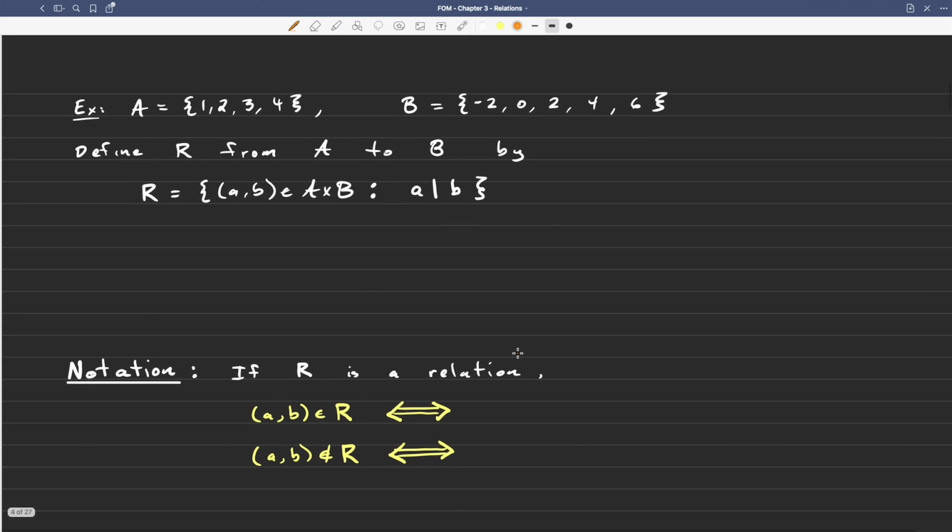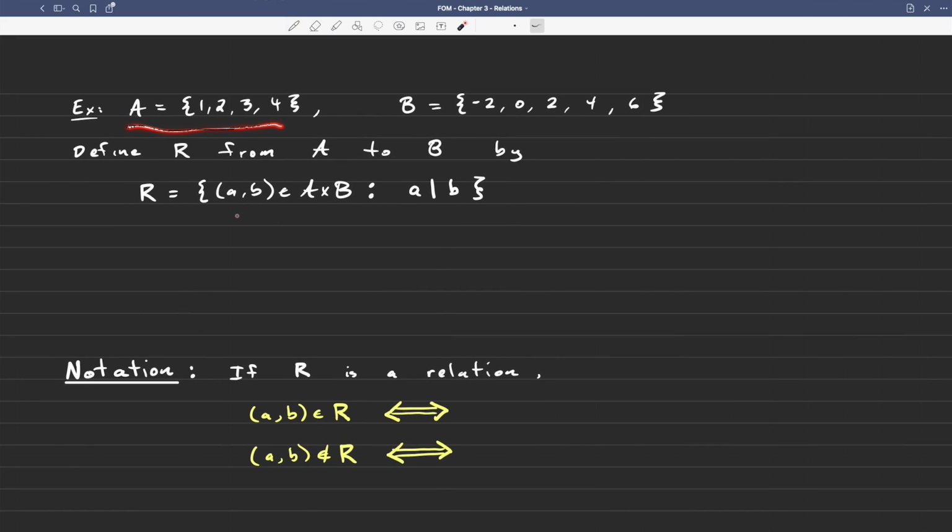Here's another example. In this example, A is the set of integers 1 through 4, B is the set of even integers from -2 up to 6. And then we define the relation R from A to B. Now this time A and B are different sets, and the relationship is that a comma b is in the relation if a divides b. So let's write out what the ordered pairs actually are in this relation.